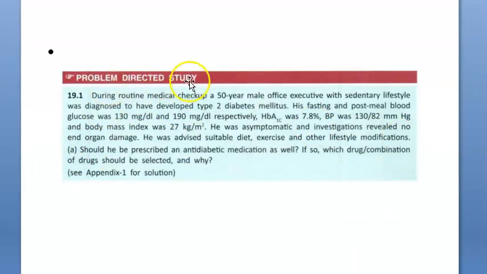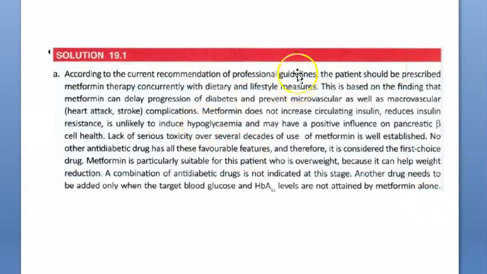Now we'll come to problem-directed study. There's a 50-year-old male. He has developed type 2 diabetes mellitus. They've given you the values and all that. They're telling you his body mass index. He's asymptomatic. So what they want to know is, what diabetic medication will you give? I'm telling you the answer directly: metformin. Because this video is about metformin, correct?